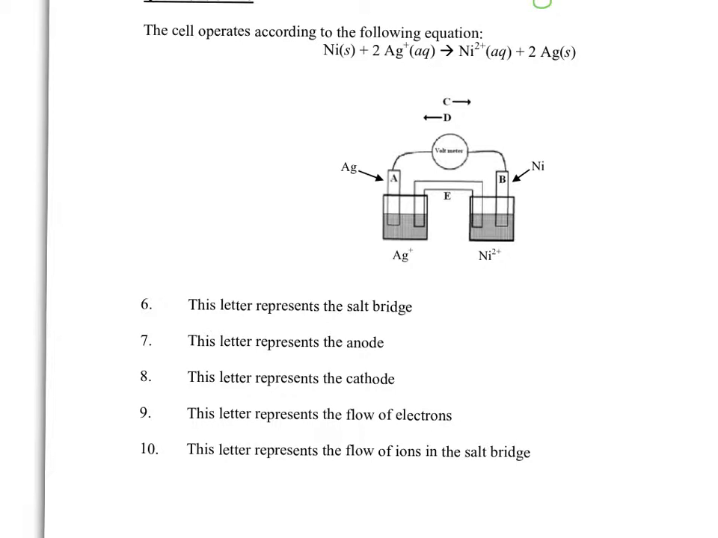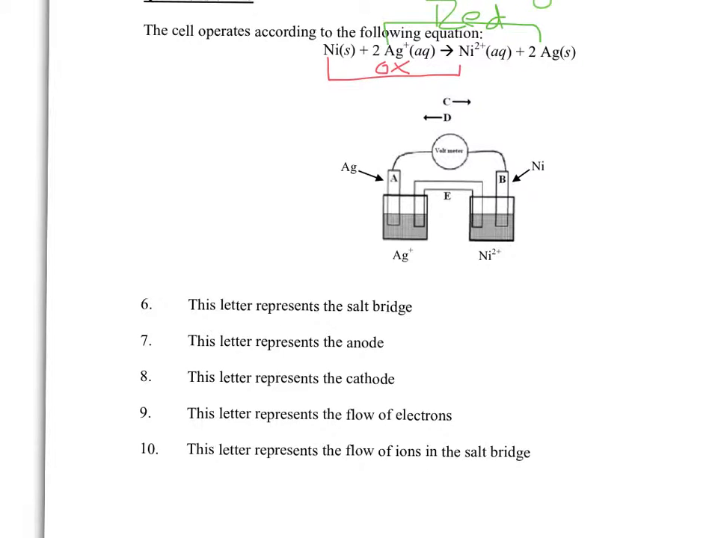First of all, let's identify some things. We need to know which one's our anode, which one's our cathode. Well, let's look at our reaction. Ni, or nickel, is going from neutral to 2+. So what's occurring with nickel? It's going up, so what is that? That's oxidizing, right? And silver is going from +1 to neutral, so that is reduction.